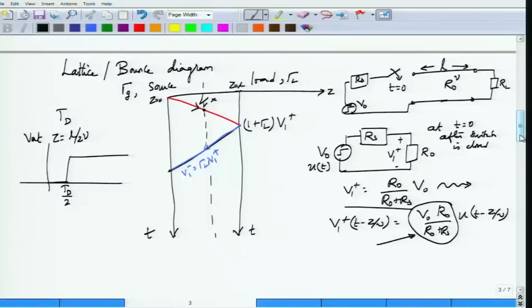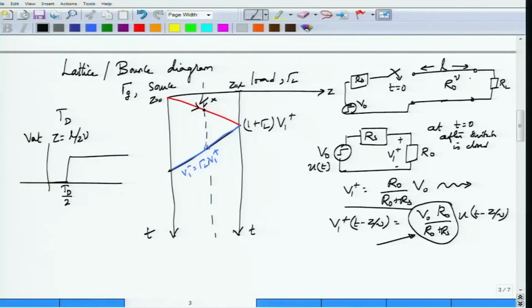In this module we will continue the discussion of the analysis of a step voltage on a transmission line using the lattice or bounce diagram. I hope this slide is familiar if you have seen the last module. We had a transmission line excited by a step voltage source of amplitude V0, with an internal resistance Rs, connected to the load via a transmission line of length L and propagation velocity V.